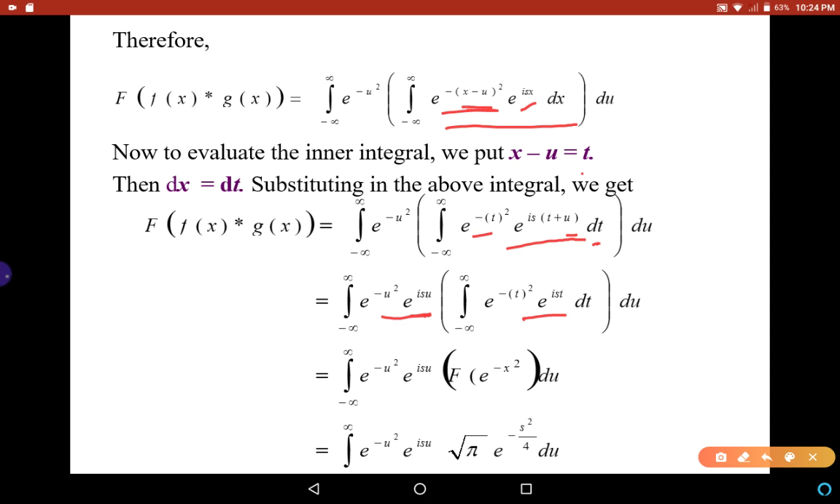Now if you look at this integral here, integral minus infinity to infinity e power minus t square into e power ist dt is nothing but Fourier transform of e power minus x square. And Fourier transform of e power minus x square, as we have seen in the previous slide, is root pi into e power minus s square by 4.